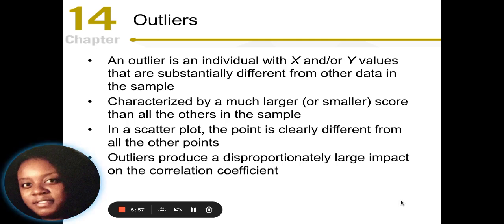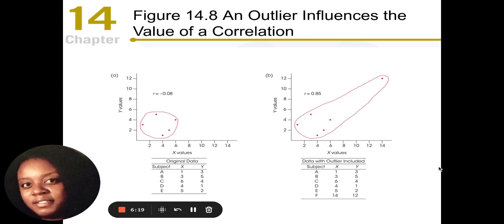Sometimes we have outliers, which are individuals with an X or Y value that is substantially different from all other data in the sample. It's characterized by a much larger or smaller score than all the other scores in the sample. In a scatter plot, the point is clearly different from all the other points, and outliers tend to produce a disproportionately large impact on the correlation coefficient. In figure 14.8, we can see the influence of outliers and how they differ drastically between A, which has no outlier, and B, which has an extreme outlier.